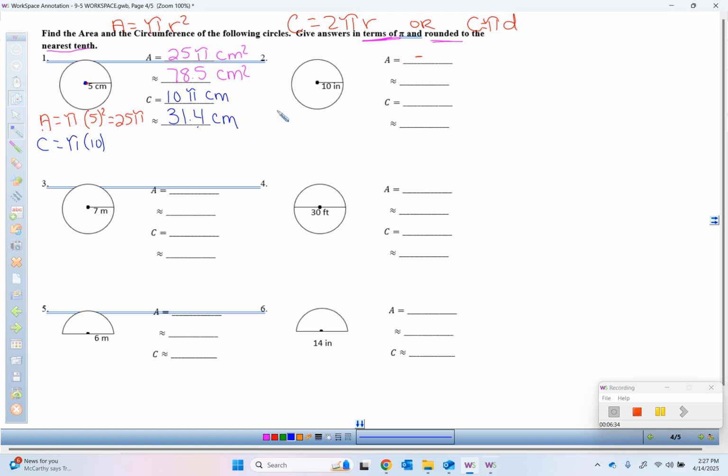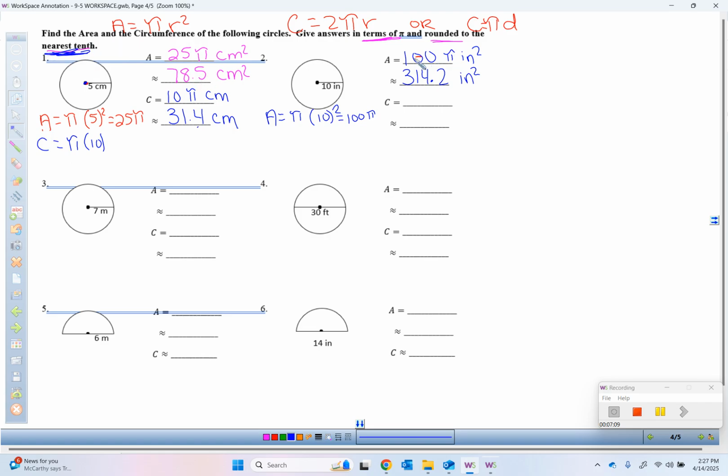Okay, number 2. Once again, area. A equals pi, and then our radius squared. Well, our radius is here. It's 10 squared. 10 squared is 100, and then pi. So in terms of pi, this is just 100 pi inches squared. And the rounded version would be 314.2 inches squared. Make sure we're rounding to the nearest tenth like the directions are asking for.